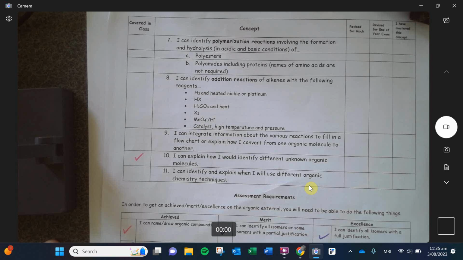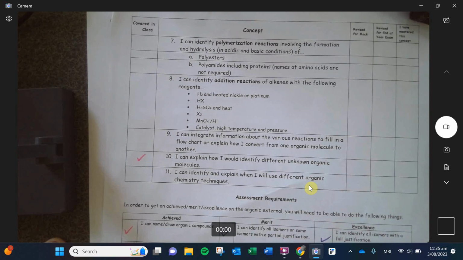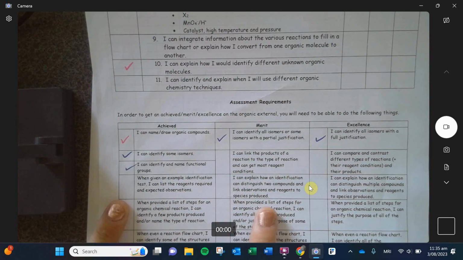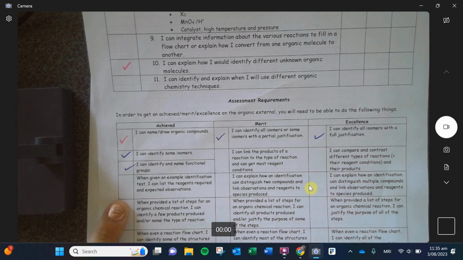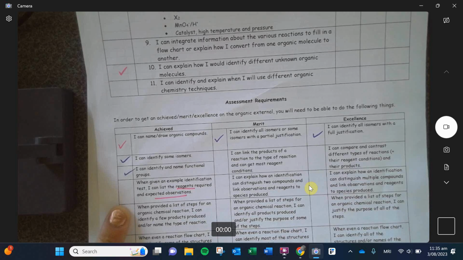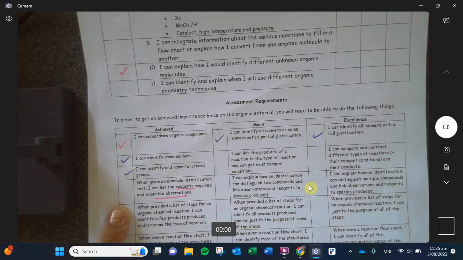And when it comes to that question, I'm just trying to see where it is. Here we go. All right. Just so you guys are aware of the achieved, the merit, and the excellence when it comes to that identification process. The achieved is just being able to list the reagents required and your observations. So it's kind of like baseline information.